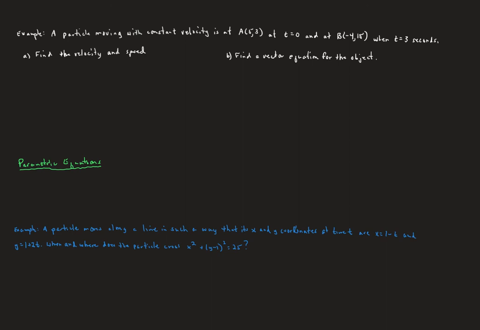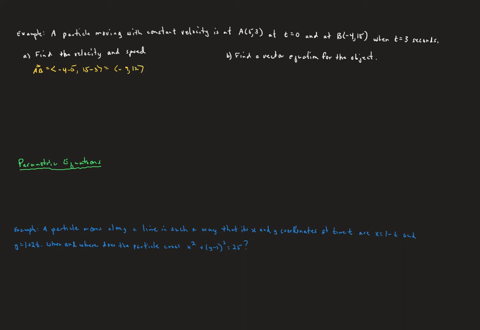So in this problem, we're going to see that a particle has a constant velocity, and it starts at the point (5, 3) at t equals 0, and then by the time we get to B at (-4, 15), 3 seconds have gone by. So this vector AB is taking 3 seconds to elapse, to go that distance. If we take the -4 minus 5 and the 15 minus 3, we see this vector is going to be (-9, 12).